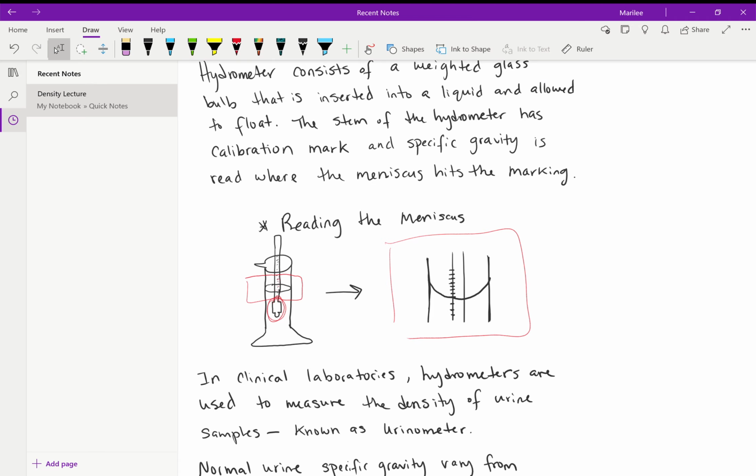When you have any liquid, to read the meniscus, you'll have this U shape. To read the meniscus, we have to read it from the lowest point, right here. We don't take the average of this. We don't read the top number. We read where the curve is at the lowest point. That's how you read the meniscus.